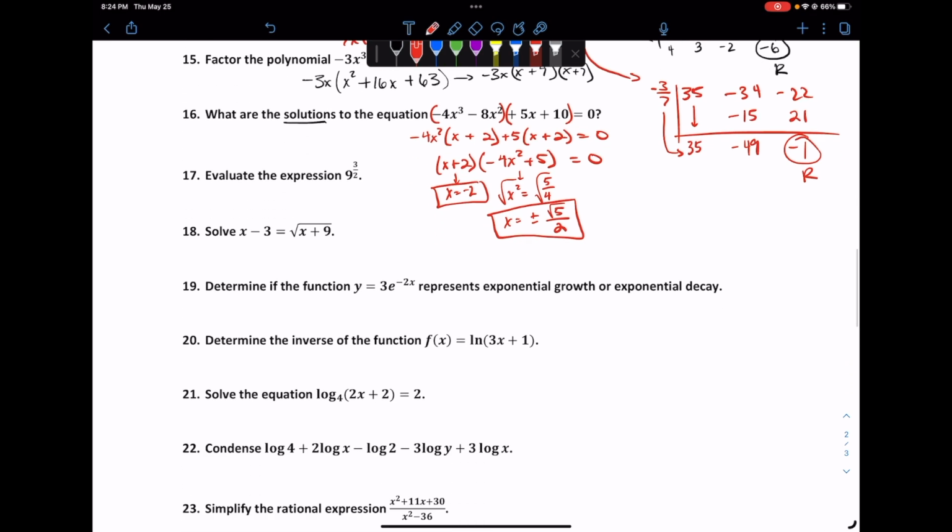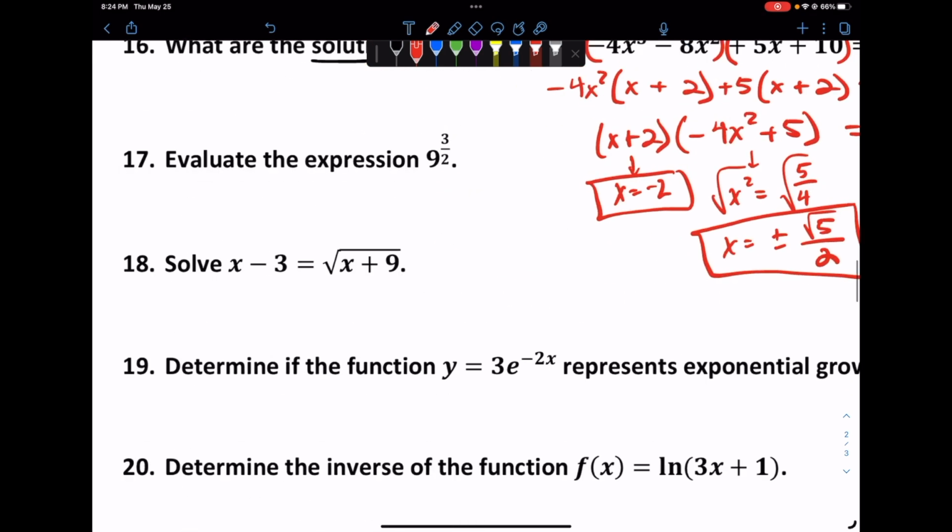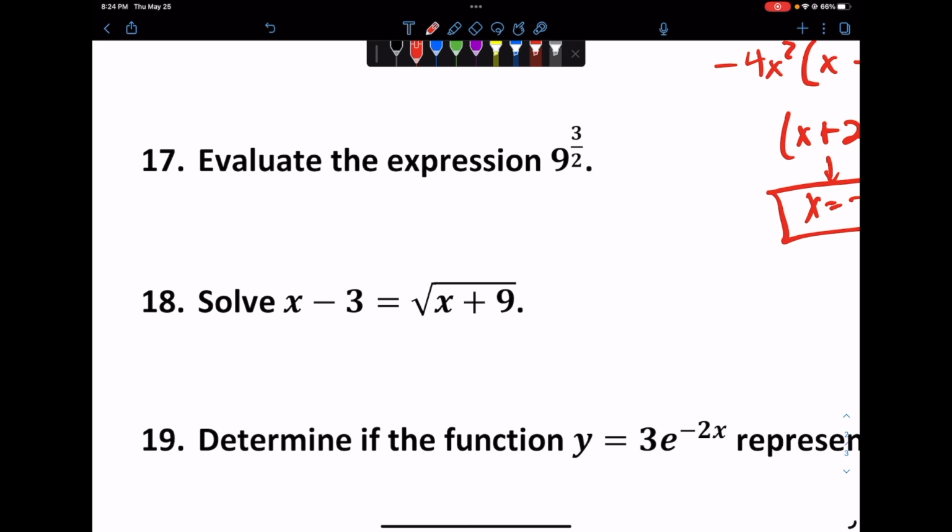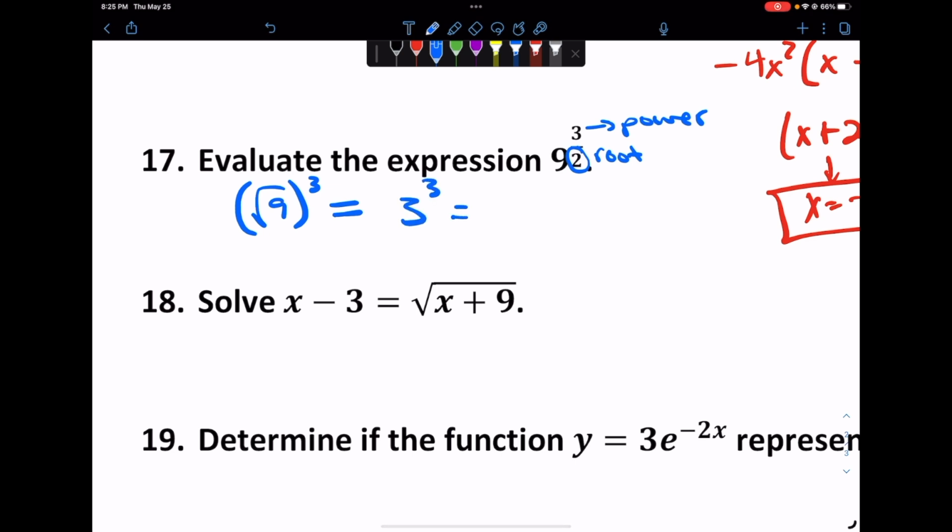Okay, number 17, evaluate the expression 9 to the 3 halves. Okay, so remember the denominator here basically acts like a root when we have a fractional exponent, and then the numerator acts as the power. So I'm going to do the root first. So 9, and then this is a square root, so the square root of 9. This is basically the square root of 9 to the third power. So that's going to be 3 to the third power, which is going to be 27.